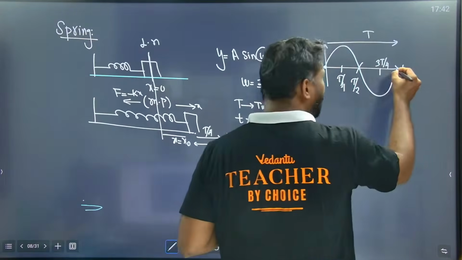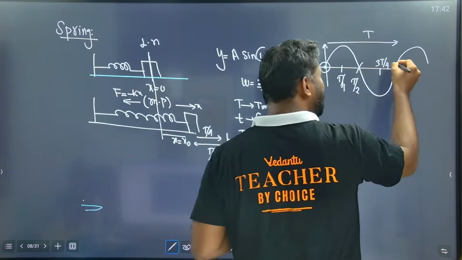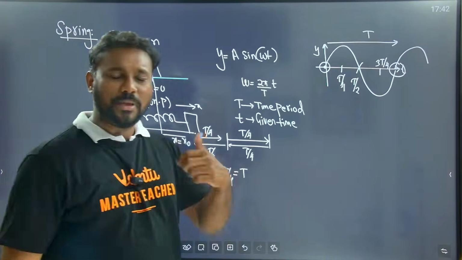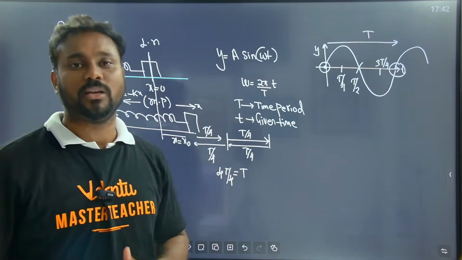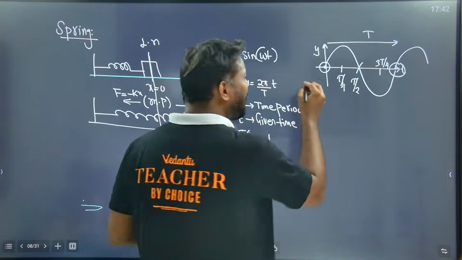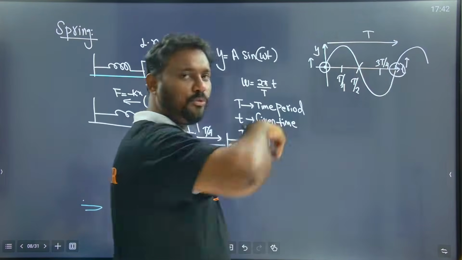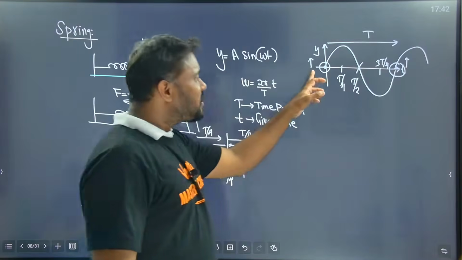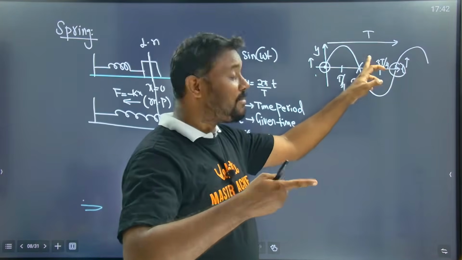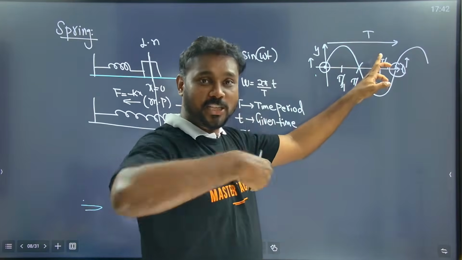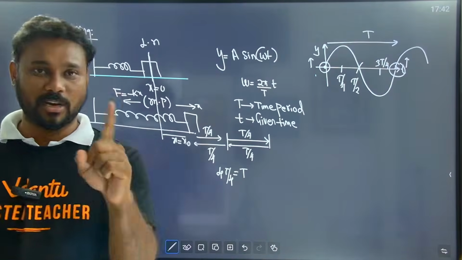After T, what happens? It will start from the same point, just as it started here. So that's why we can say the sine function is a periodic function. After a T interval, it will start from the same point. Yes or no? The particle will move in the upward direction. So after T, the displacement of the particle is in the upward direction. So we can represent this as a periodic function.